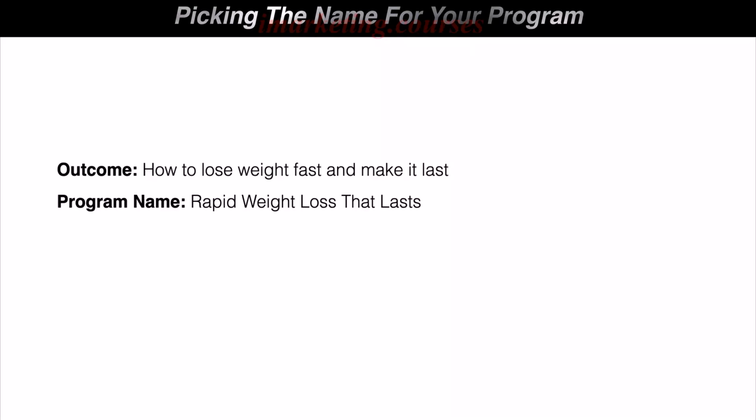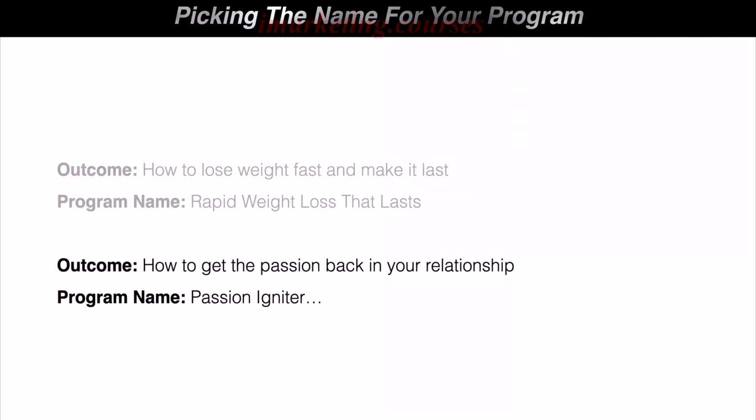Okay. So outcome, how to lose weight fast and make it last. Program name, rapid weight loss that lasts, or rapid weight loss. Just keep it simple, right? Outcome, how to get passion back in your relationship, the Passion Igniter. Now, these were actually my first two programs.